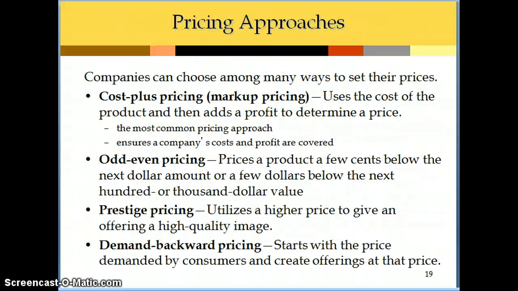Companies can choose among many ways to set their prices. There's cost plus pricing, or markup pricing, where a company uses the cost of the product and then adds a profit to determine a price. It's the most common pricing approach. Odd-even pricing is where a company prices a product a few cents below the next dollar amount, or a few dollars below the next $100 or $1,000 value. Prestige pricing utilizes a higher price to give an offering a high quality image. Demand backward pricing starts with the price demanded by consumers and creates an offering at that price.